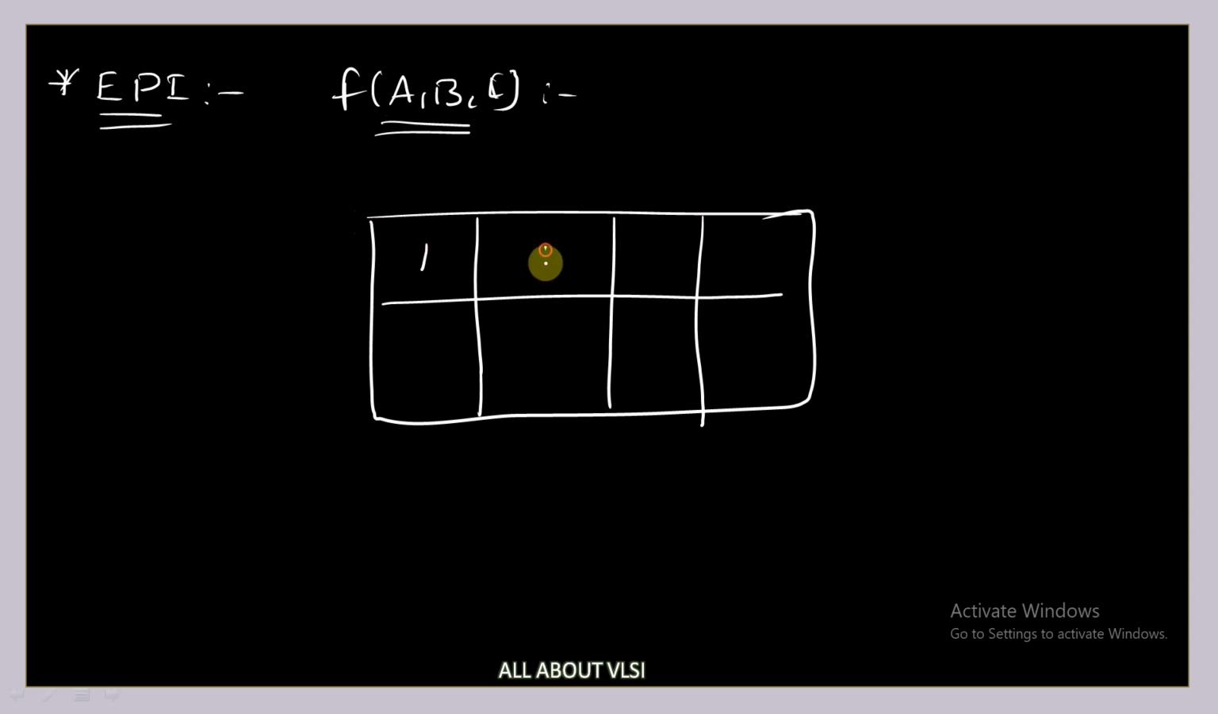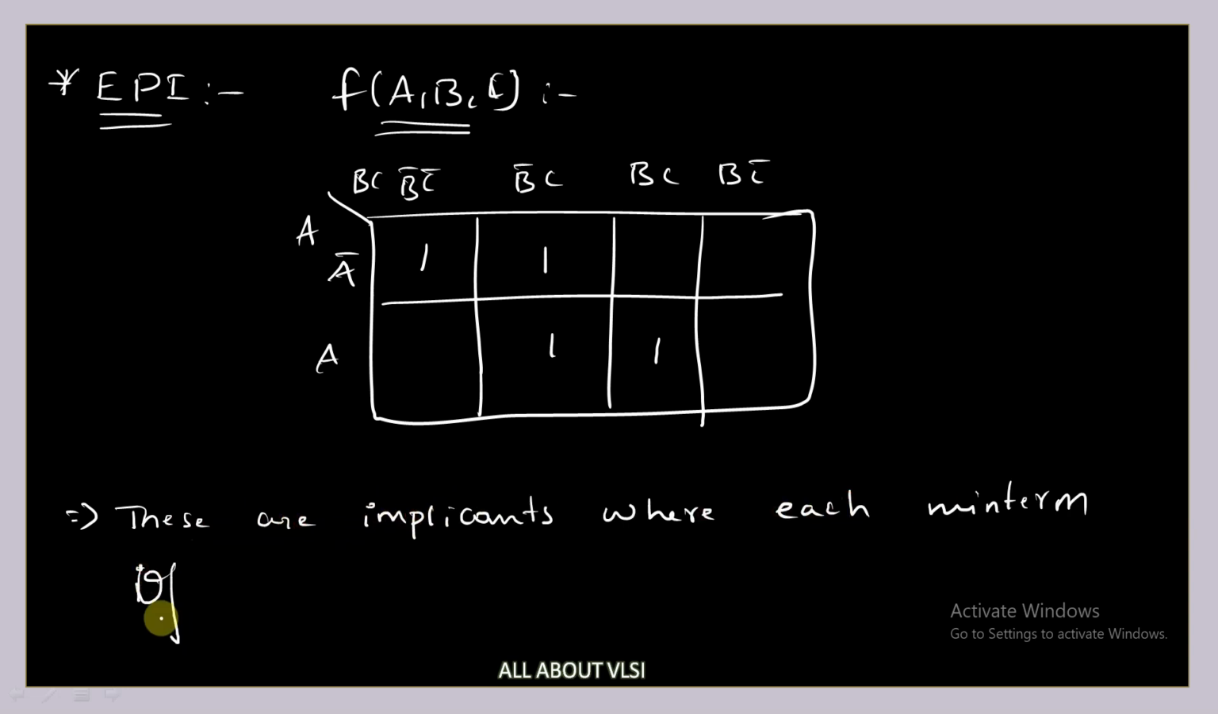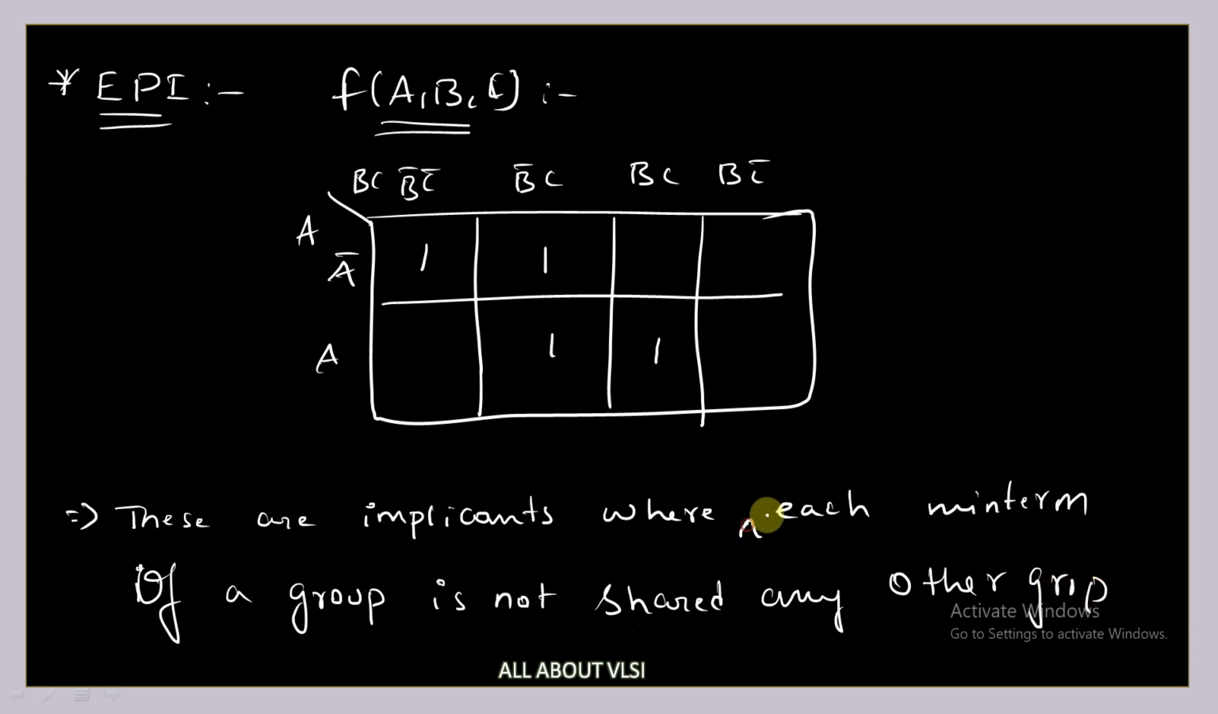Let's say our minterms are 1, 1, 1, 1. And this is A, B, C, B bar C bar, B bar C, B C, and B C bar, A bar, and A. So coming to essential prime implicants, these are the implicants, and I will write down the definition first. These are implicants where at least one minterm of a group is not shared by any other group. So what is this?